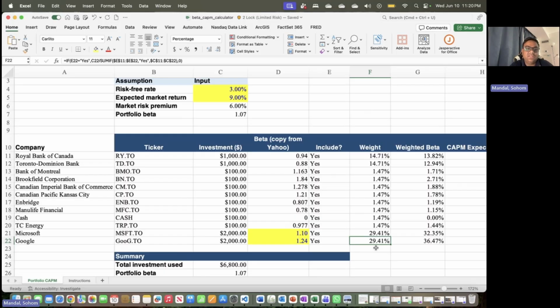Probably I'll be building something in Python. Those who are more coding people can use it with the same components, but it'll be less manual. It will directly take the data from Yahoo Finance.